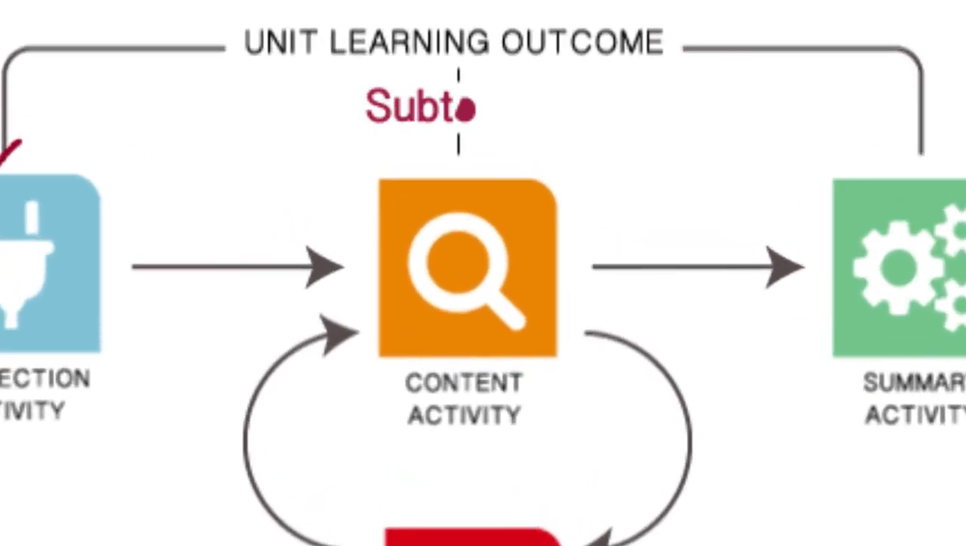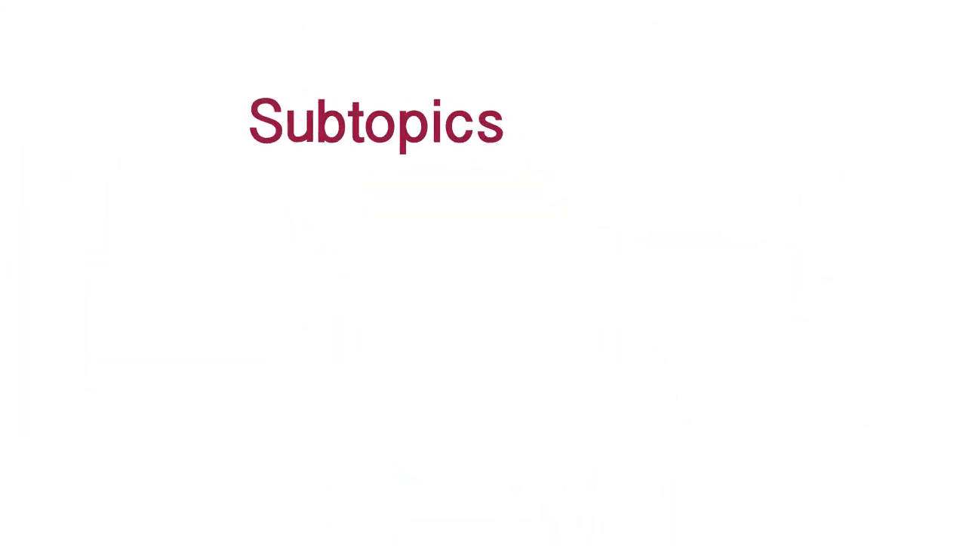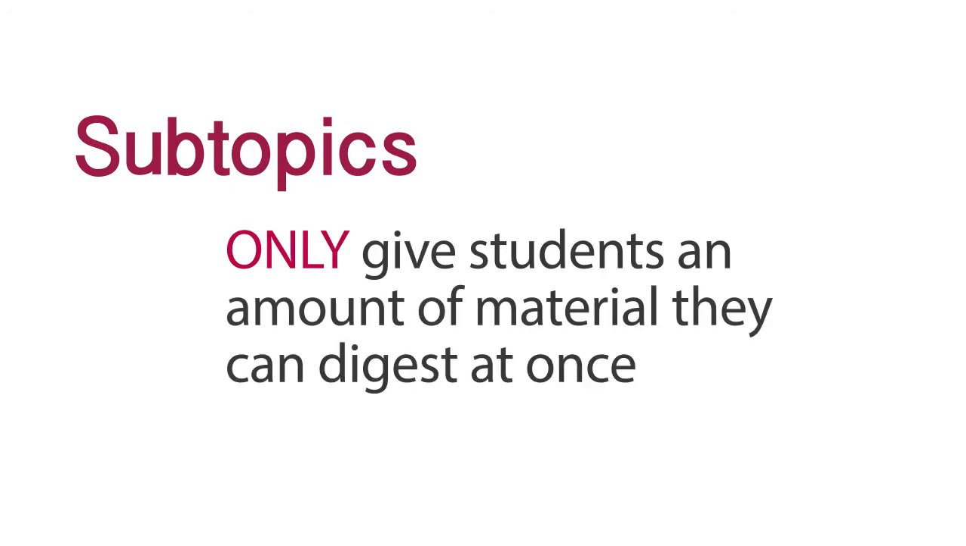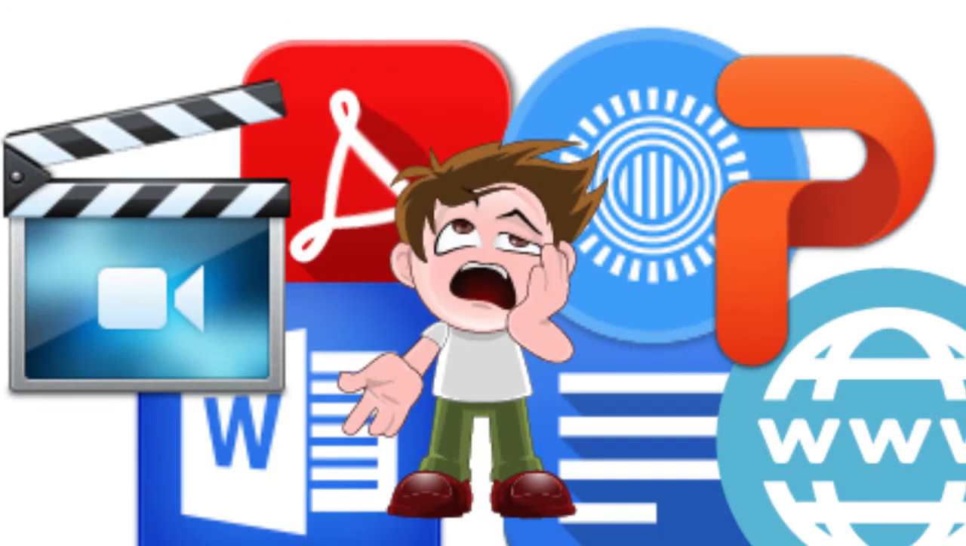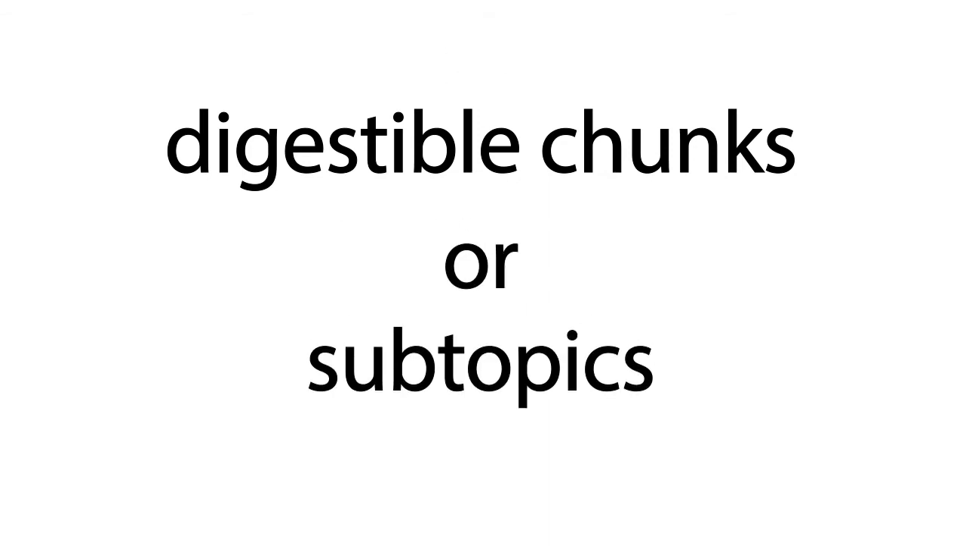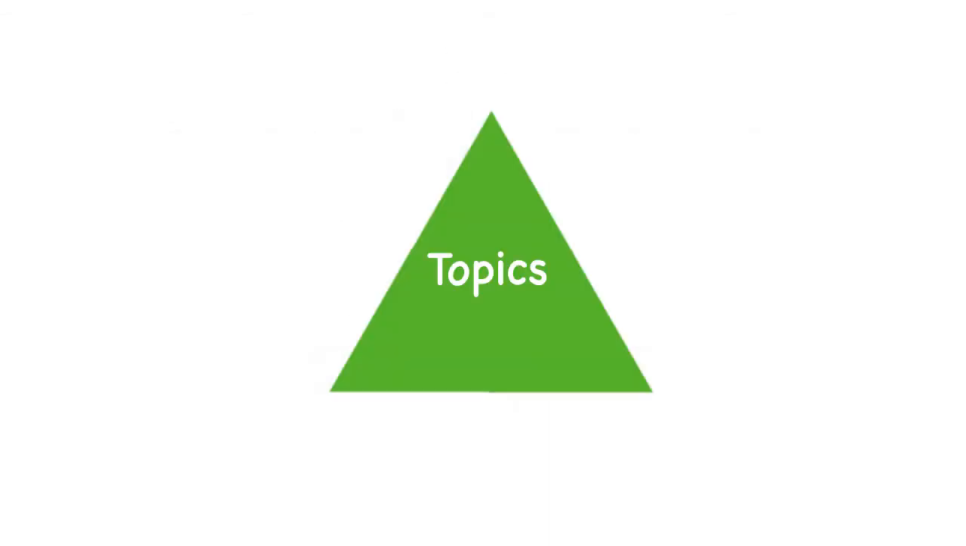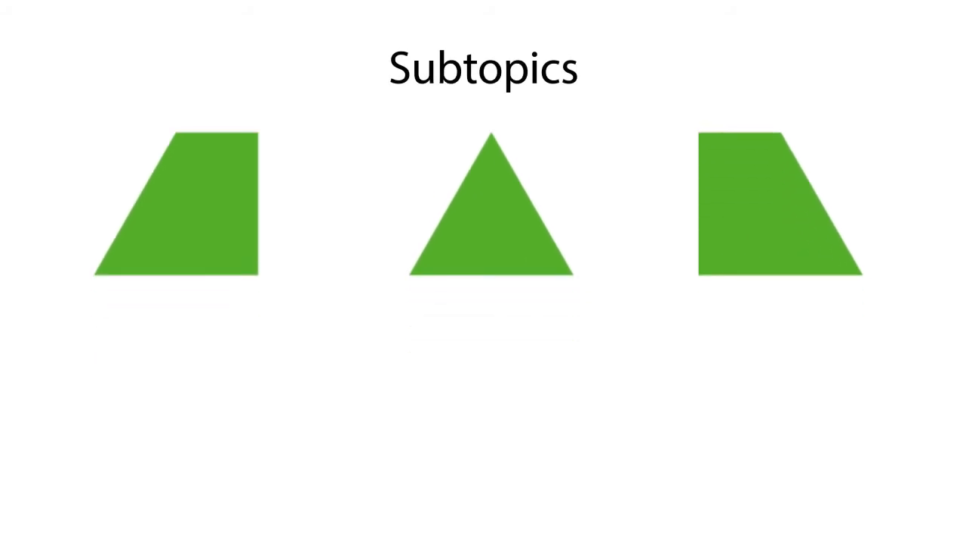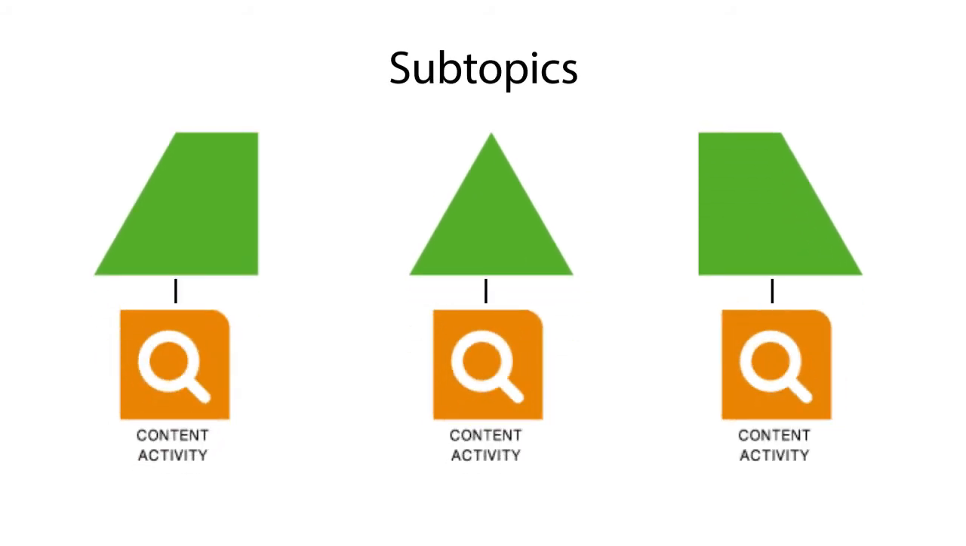The next thing is to break your lesson down into subtopics. It's important to only give students an amount of material that they can digest at once. You don't want to overwhelm them by delivering all of the content at once. You want them to have digestible chunks of it, or subtopics. You're going to break the content down. For each of the subtopics, you're going to start with a content activity.